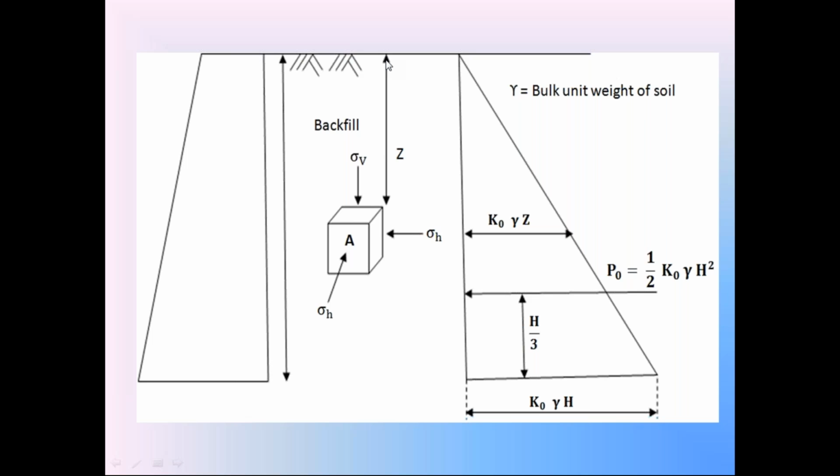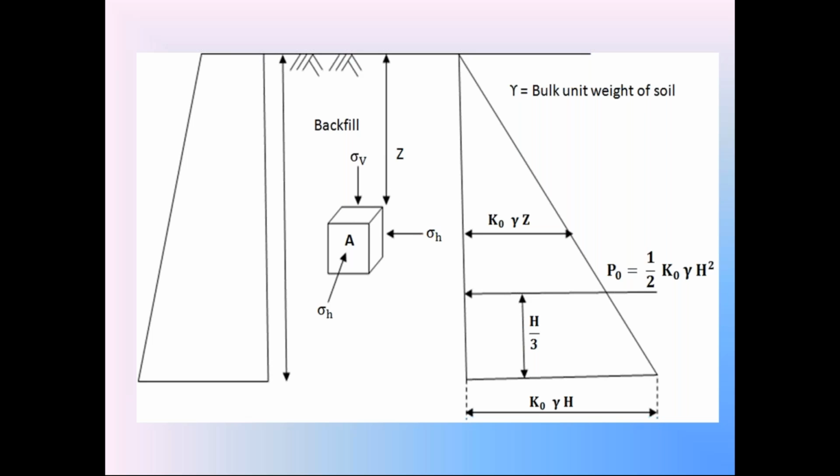So at a depth z from the top of the backfill, the horizontal stress acting on the retaining wall is sigma h. This is called the at rest horizontal earth pressure acting on the retaining wall. So check these 2 stresses in the diagram. One is the vertical stress sigma v at a depth z from the top of the backfill. Next is the horizontal stress sigma h at a depth z from the top of the backfill.